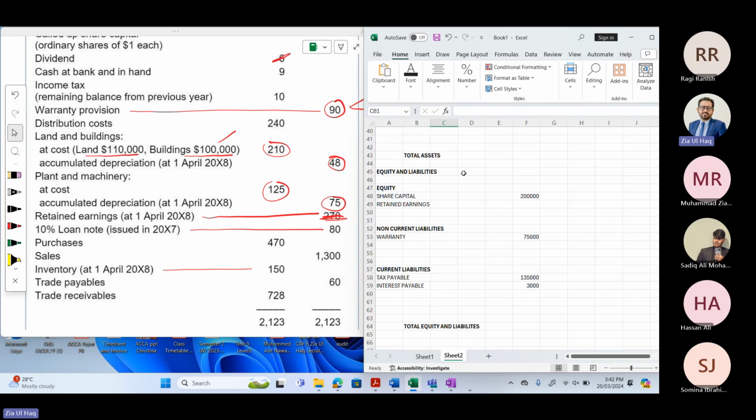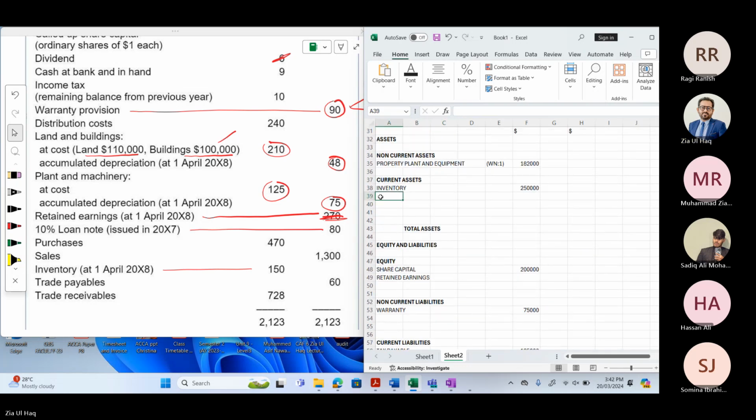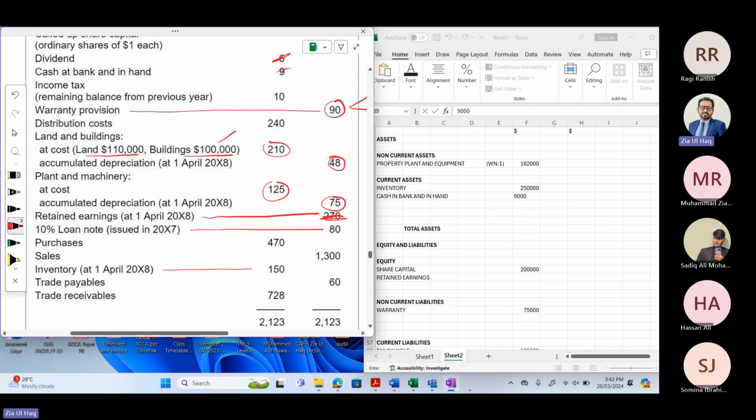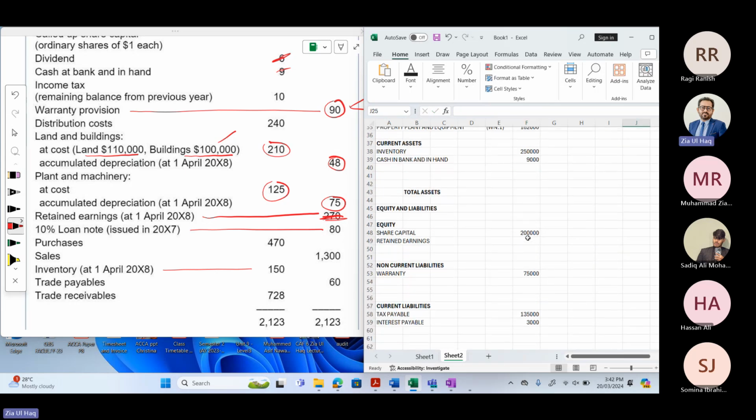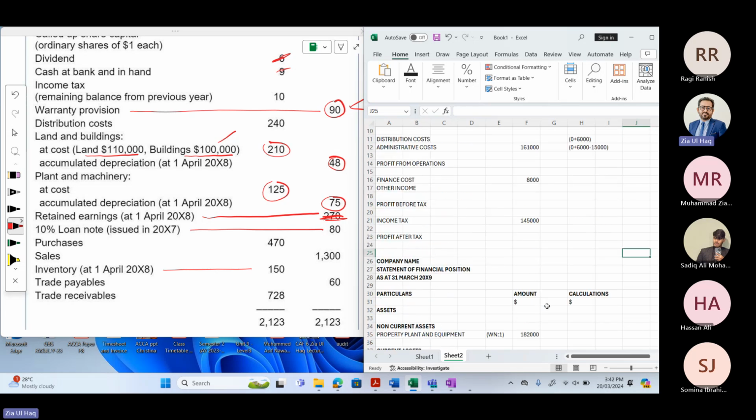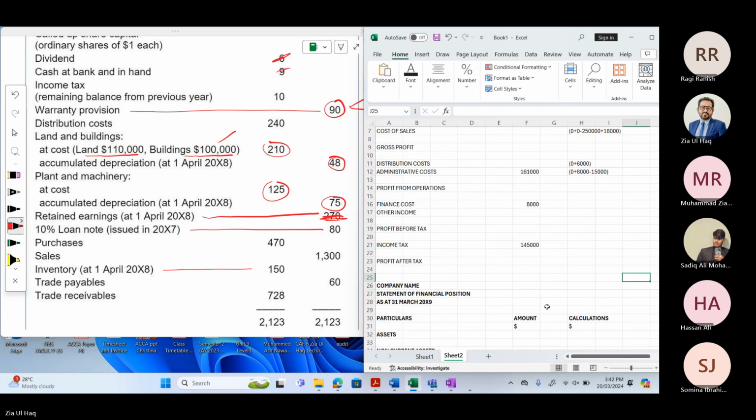Next, cash at bank and in hand 9,000. Where? Current assets. Cash in bank and in hand 9,000. Done. The previous year income tax was 10. For the current year, the income tax is 135. Instead of 135, this should be what? 145,000. The current year figure will be recorded as tax payable 135, but the tax expense will be 145. Done.